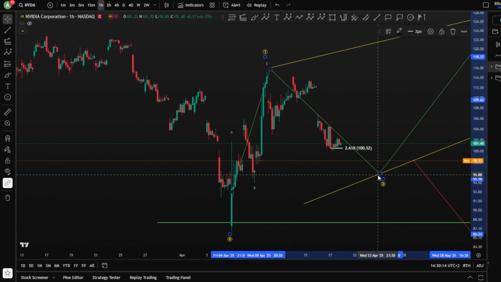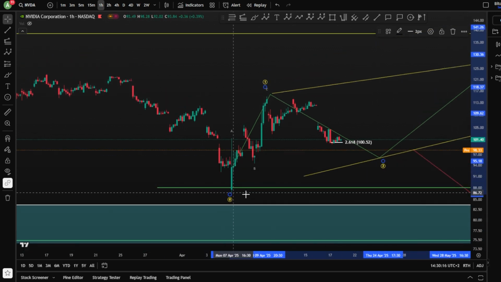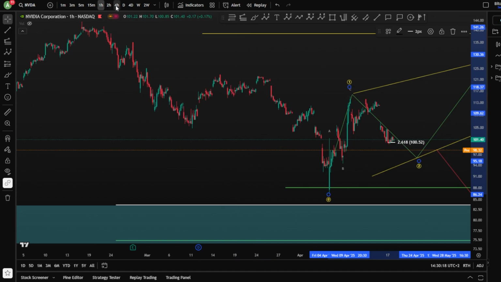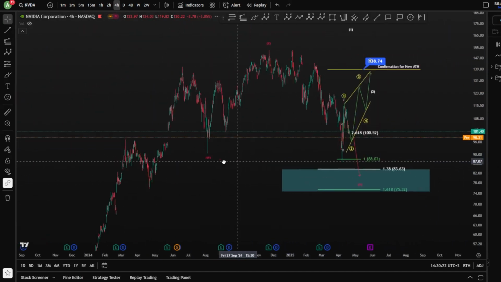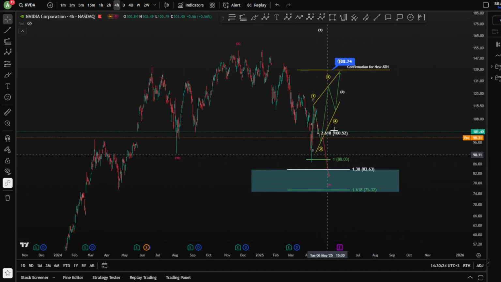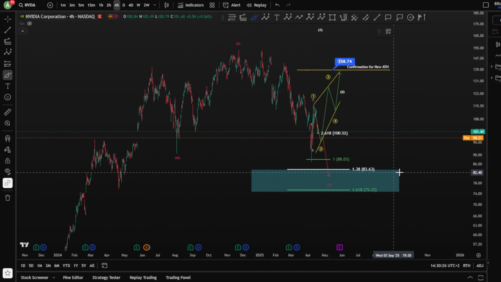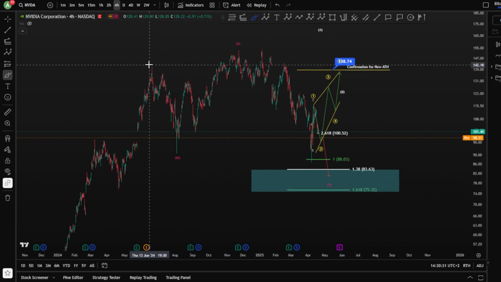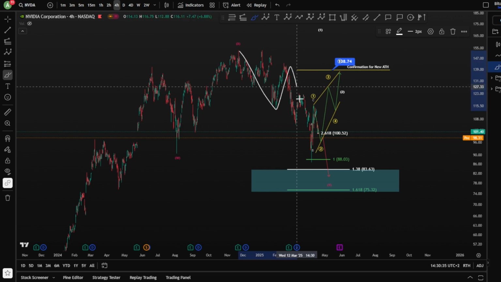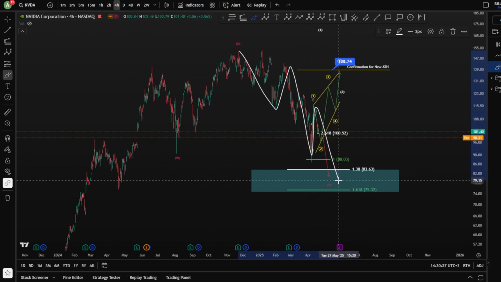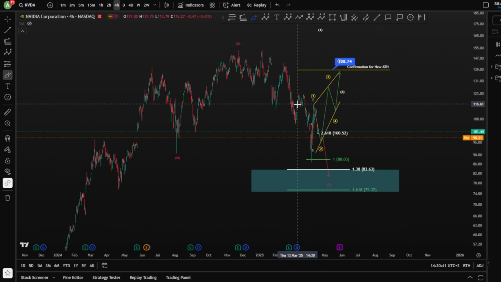In case we keep moving towards the downside, we might come back to the low here and hit the blue box, which is a much higher potential for an expanding flat for a wave C between the 1.38 and 1.618, and of course as an A, B, and a C. Now this wave C can be an ending diagonal in this scenario, where you are looking at 1, 2, 3, 4, 5.